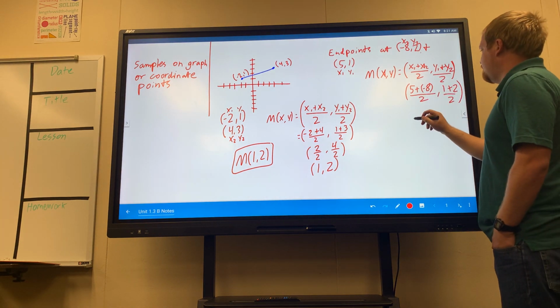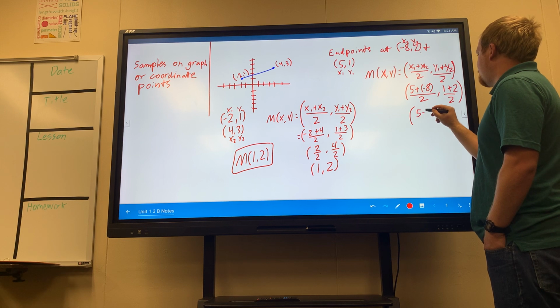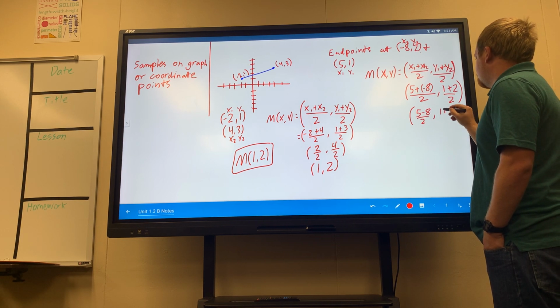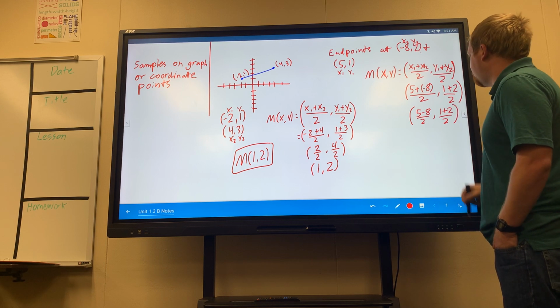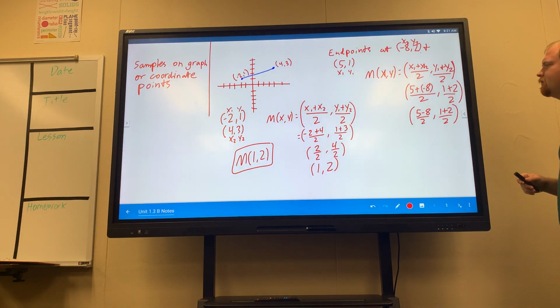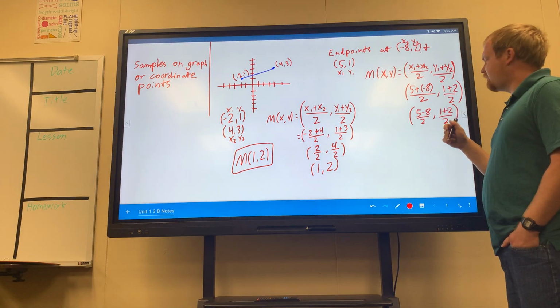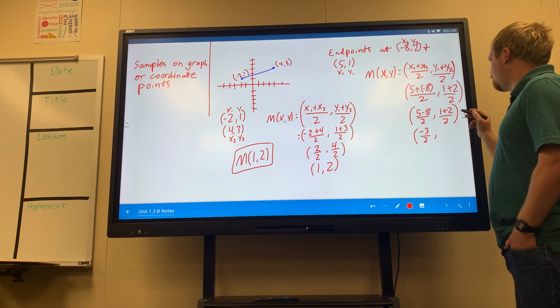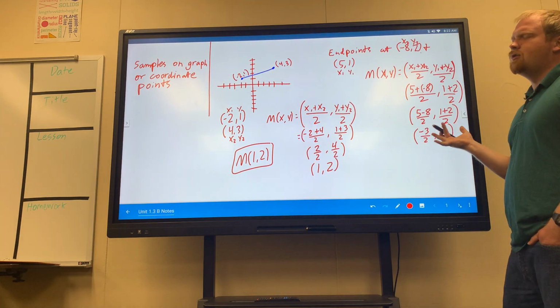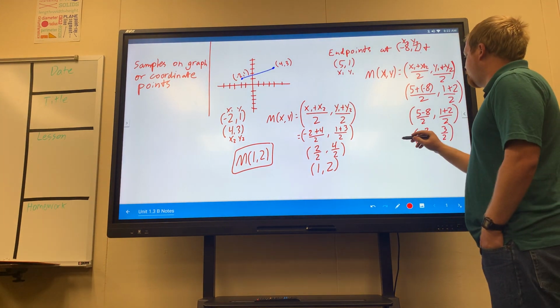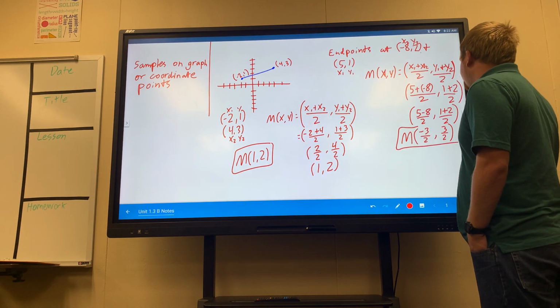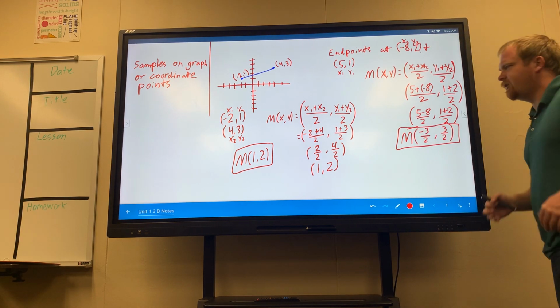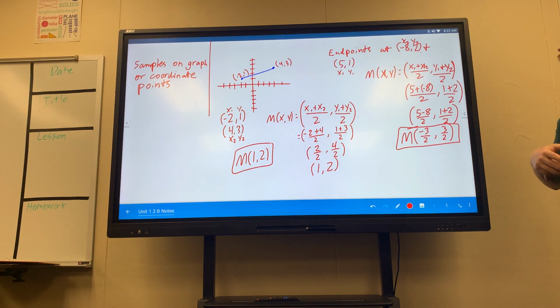Now, 5 plus -8, that's just 5 minus 8. And I'm just rewriting the 1 plus 2 over 2. So 5 minus 8, that's just -3 over 2. And then 1 plus 2 is 3 over 2. Now, we could convert this into decimals, but I'm not really too concerned about that. I'm going to leave it as fractions, okay?